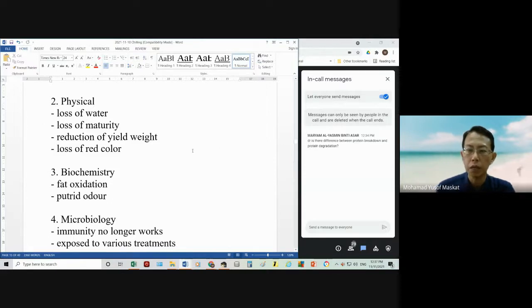A question, is there any difference between protein breakdown and protein degradation? No, I just use both interchangeably. So protein breakdown or protein degradation still refers to the same process.